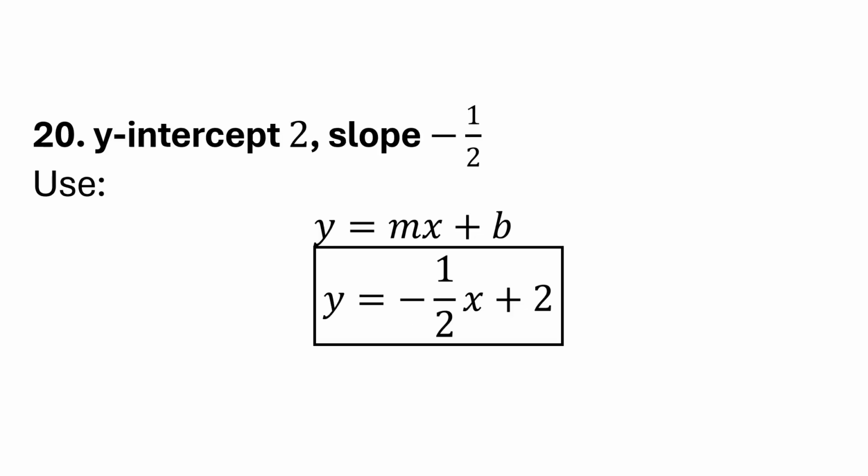The slope is -1/2, and the y-intercept is 2. Therefore, the equation is y equals -1/2 x plus 2.